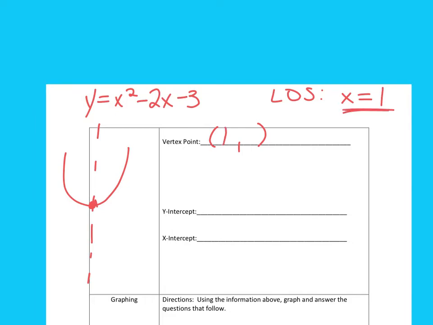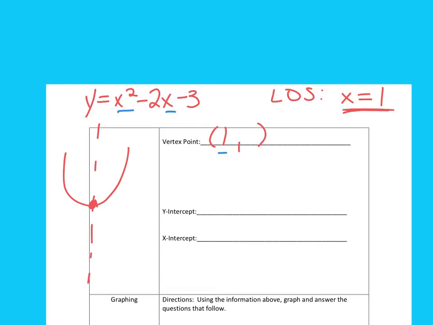Because isn't it always going to go through that line of symmetry we said? So if my line of symmetry is x equals 1, the x value of my vertex should also be 1. Okay? I don't know the y value though, but if I want to know what y equals when x equals 1, what should I do? Plug it in. Just plug in 1 everywhere where there's an x.